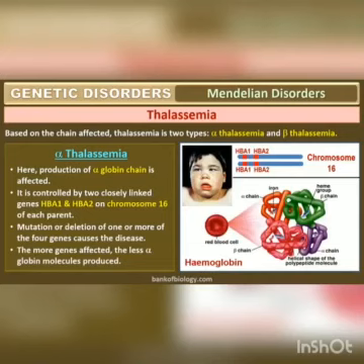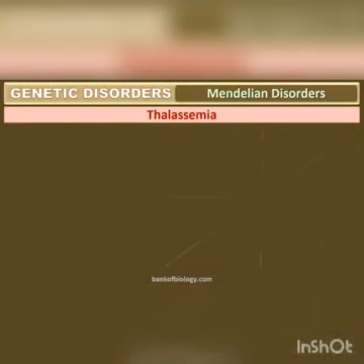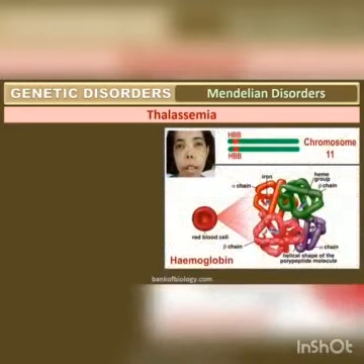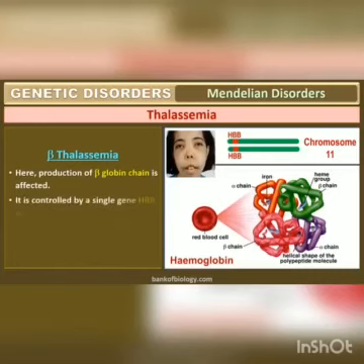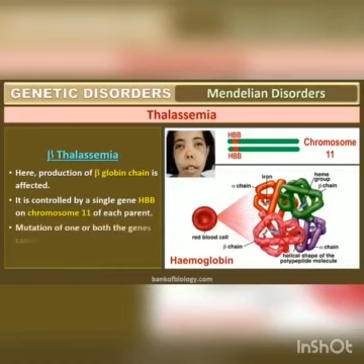Next one is beta thalassemia. We can see beta thalassemia here in this picture. In beta thalassemia, the production of the beta globin chain is affected. It is controlled by a single gene HBB, hemoglobin B, on chromosome 11 of each parent.